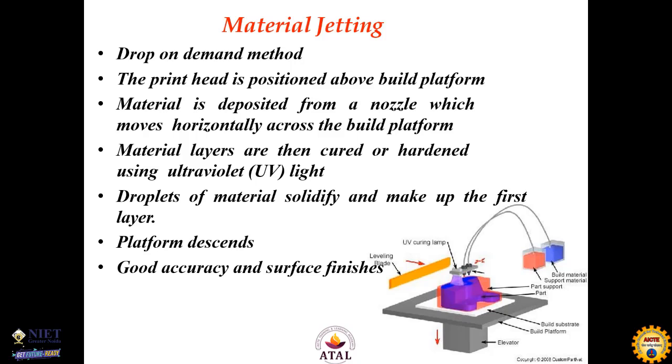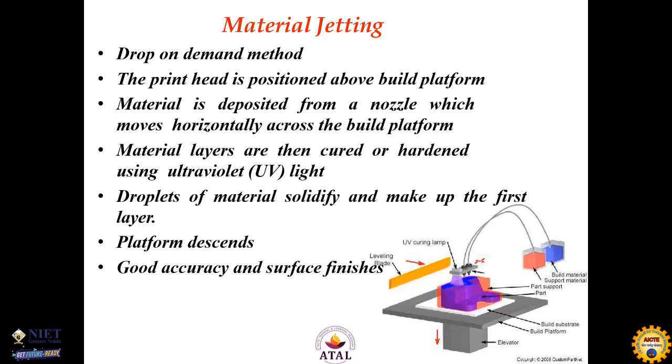Droplets of material solidify and make up the first layer. Then the platform descends, or goes down, by one layer thickness. In this process, good accuracy and good surface finish can be obtained. You can see here the ultraviolet curing lamp, the leveling platform, the build material, the support material, part support, and the part. So the finishing and accuracy of this process is good as compared to the FDM process.